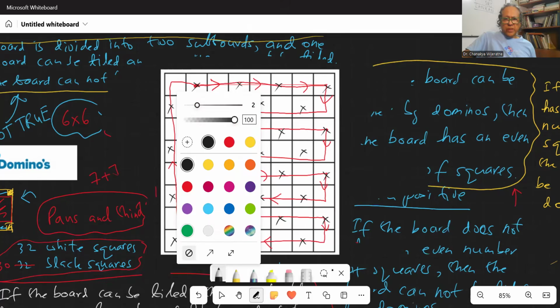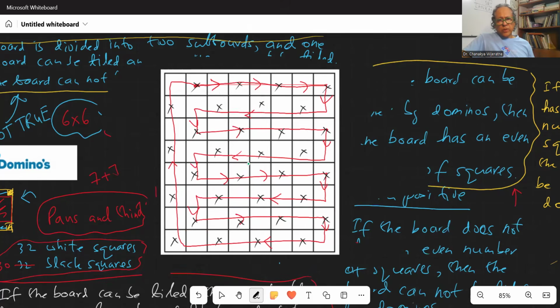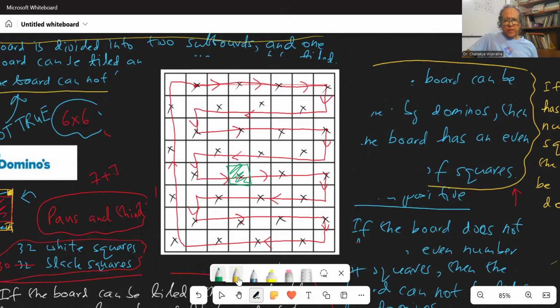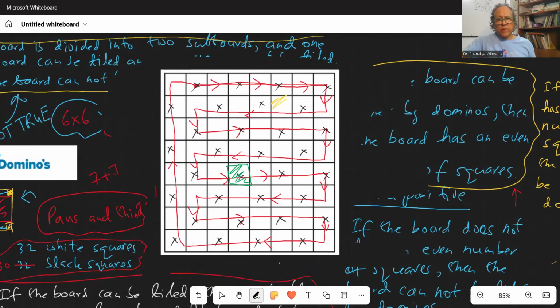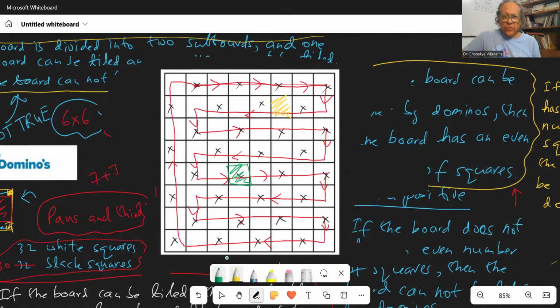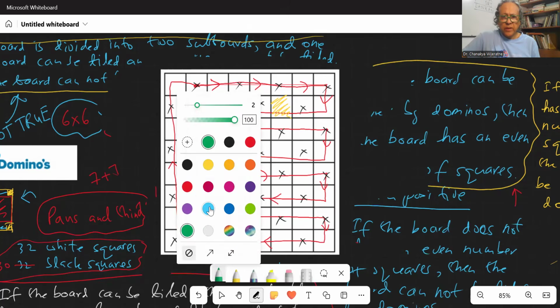So what I'm going to do is, let's remove this black square. Now we're going to remove a white one, let's say this one. Now these two squares divide the path that I drew into two. So now let me show you the two parts.